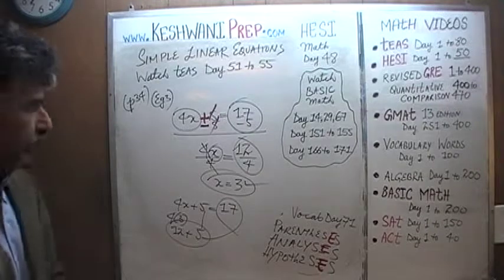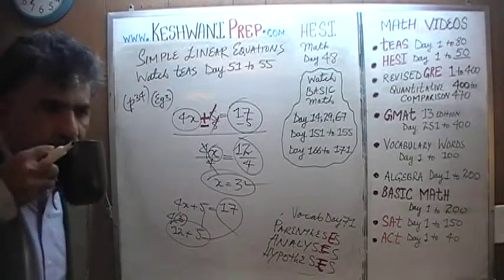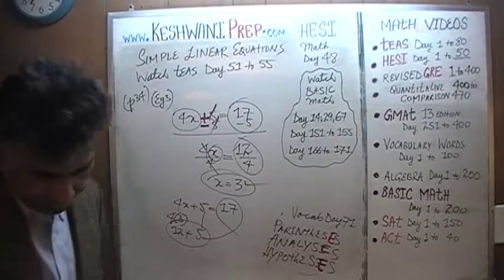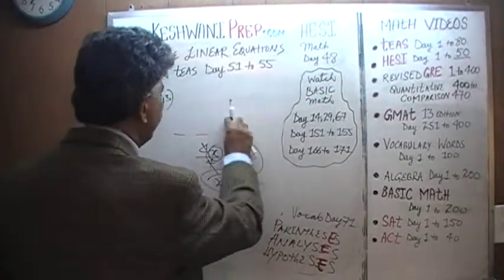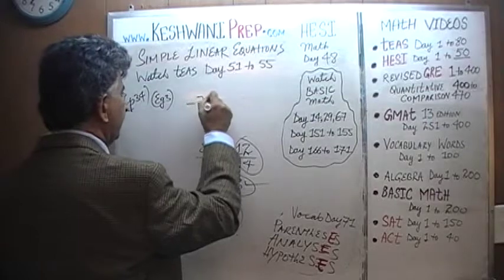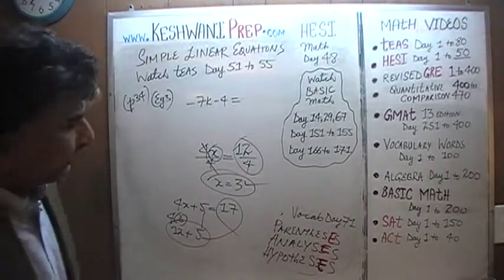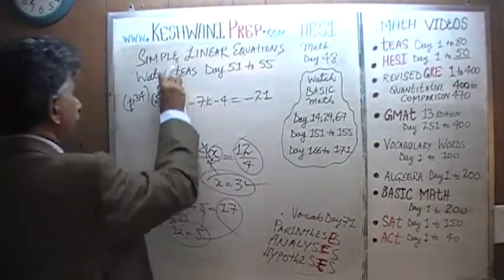Let's do number 4, shall we? Example number 4 tells us that negative 7k minus 4 equals negative 21. This is example number 4.